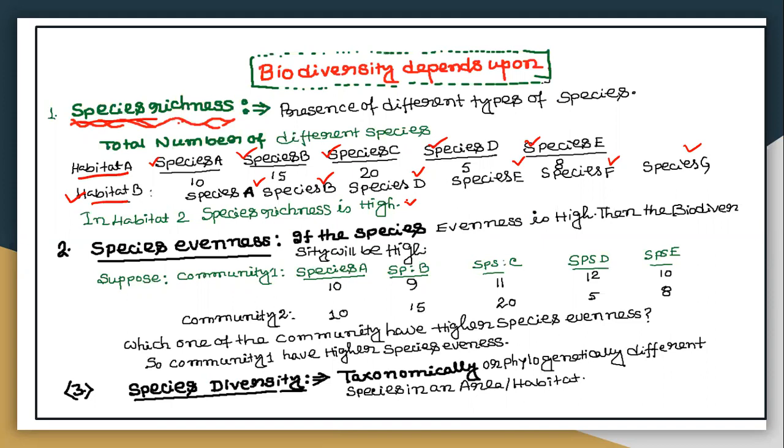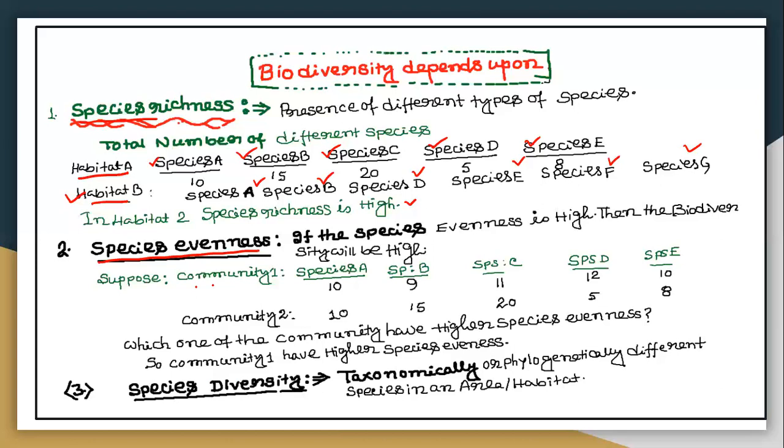Now coming to the second point, which is species evenness. What do you mean by species evenness? Species evenness means whether the species are distributed equally in number or not, right? That means if the species evenness is high, then biodiversity is also high.